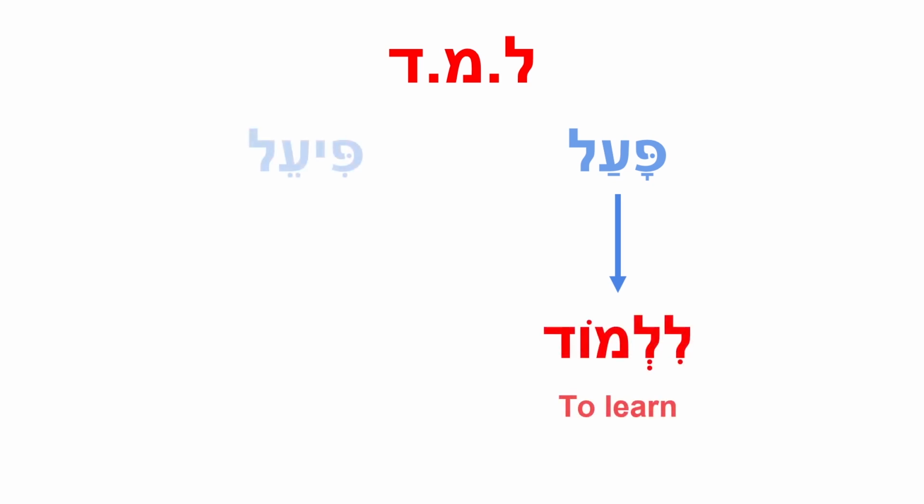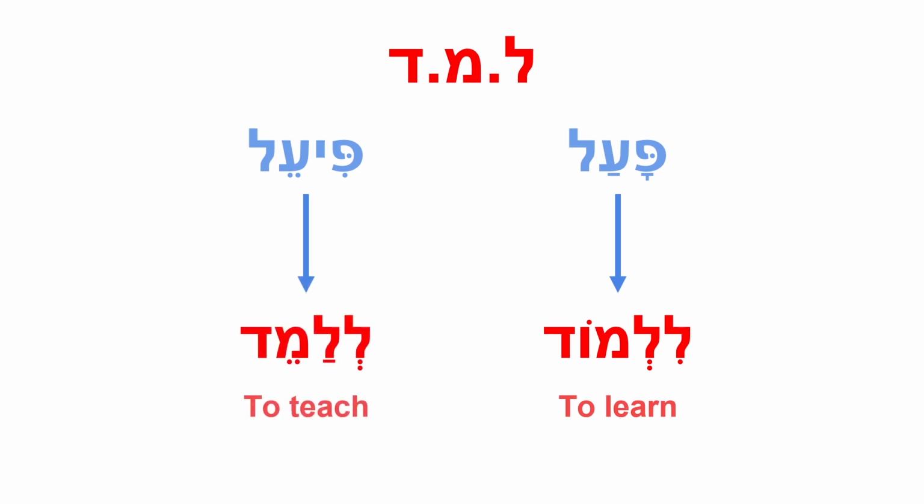When we apply it to binyan pa'al, and we know that binyan pa'al is a simple action, then the verb that we will receive is lilmod. And if we apply it to binyan pi'el, and if we remember binyan pi'el is more intense than pa'al, and also has a non-coercive or laid-back interaction with another subject, it will be lelamed, to teach. Lilmod, to learn, this is the student's role. Lelamed, to teach, this is the teacher's role. So let's see another example.